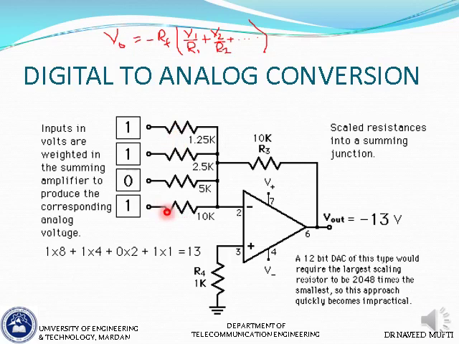Here the calculation is done as minus RF over R1, if we are talking about this resistance here, and we take the input as 1. For simplicity, let us take it as 1 volt and this as 0. So if this is 1 volt, this is V1, so the value 1 goes here. RF is 10 kilo ohm, R1 is 10 kilo ohm.